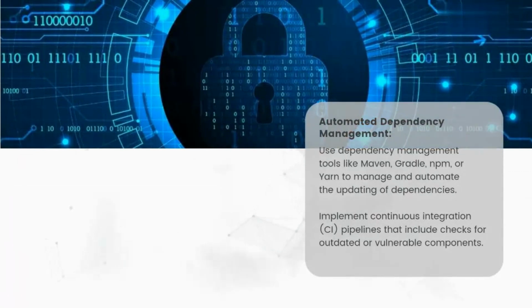Automated dependency management. Use dependency management tools like Maven, Gradle, NPM, or Yarn to manage and automate the updating of dependencies. Implement continuous integration, CI, pipelines that include checks for outdated or vulnerable components.